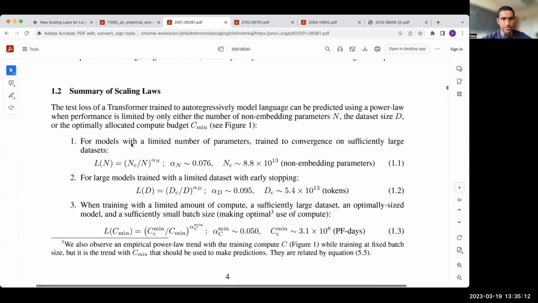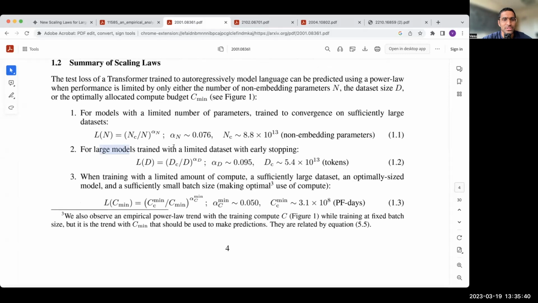And so for models with a limited number of parameters trained on sort of large data sets, they observed the following scaling behavior with alpha_N of 0.06 and N_c being 8.8 times 10 to the power of 13. Note that that's a number of parameters. So these were not experiments that they ran on a little laptop, just something to note.